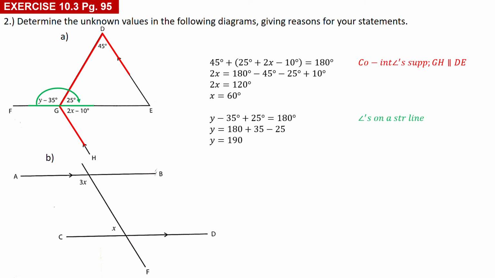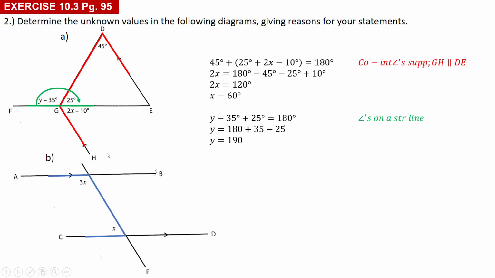Okay, a lot of people might say now, but how can y be equal to 190 since it can't be greater than 180? Okay, y can be equal to 190, but the whole angle obviously can't. So this whole angle is not equal to 190. Only the y is equal to 190. So 190 minus 35 is equal to the angle size. Okay, so the whole angle is equal to 155.